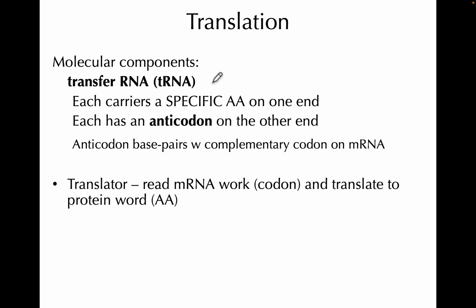tRNA stands for transfer RNA. Each amino acid that's loaded on is specific to that tRNA. So anytime you have a tRNA with a certain anticodon, we'll see that in a moment, a certain anticodon matches with a specific amino acid. And like I said, the tRNA is the connector between the mRNA and the amino acids.